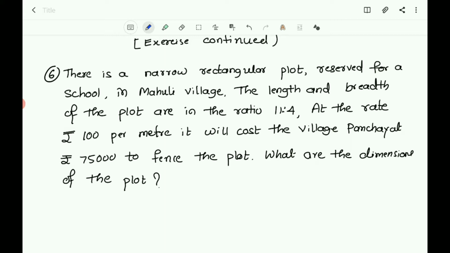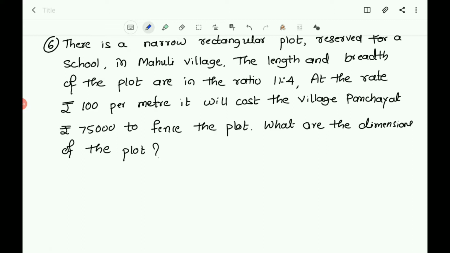Here, what is given? The ratio of length and breadth is given. And here the cost of fencing is given, that is rupees 100 per meter. And also the amount for the fencing is given, that is rupees 75,000. Now what do we have to find out? Here we have to find the dimensions of the plot, meaning we have to find the length and breadth of the plot.